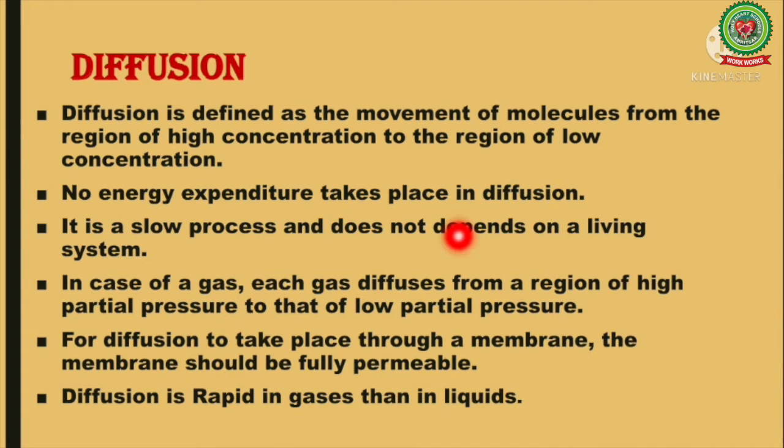There are three means of transport of material across the cell, that is diffusion, facilitated diffusion and active transport. Starting with diffusion. Diffusion is defined as the movement of molecules from the region of high concentration to the region of low concentration. No energy expenditure takes place in diffusion. It is a slow process and does not depend on a living system.